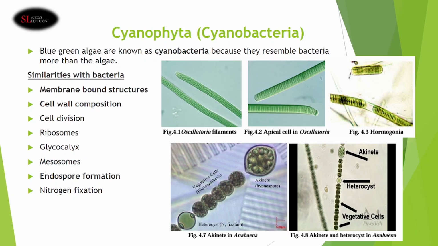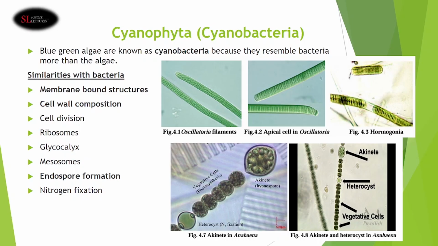Ribosomes, they both have 70S ribosomes. Then they both have a slimy sheath. Both bacteria and cyanobacteria have a slimy sheath called the glycocalyx. Then they both form infoldings known as mesosomes. And science has shown that in cyanobacteria, the mesosomes appear to be the photosynthetic apparatus where photosynthesis takes place.